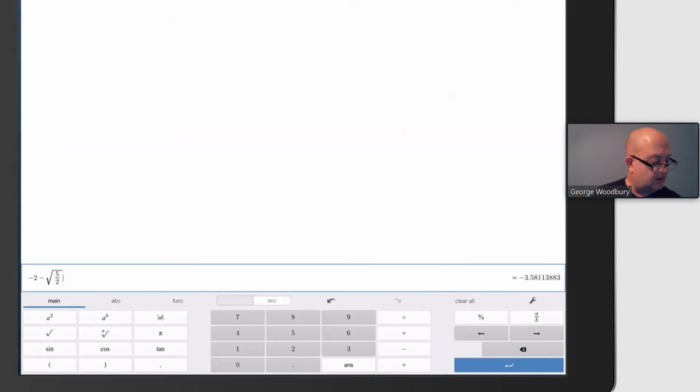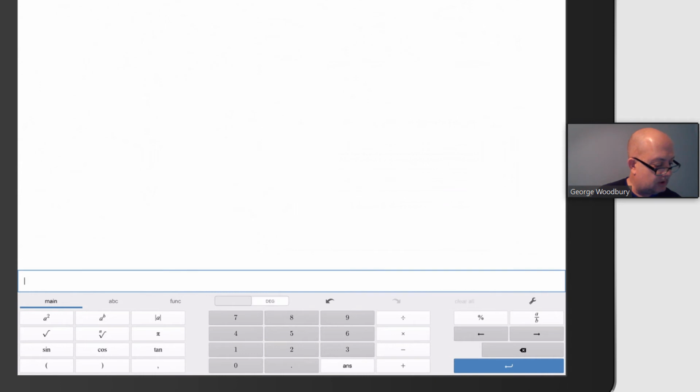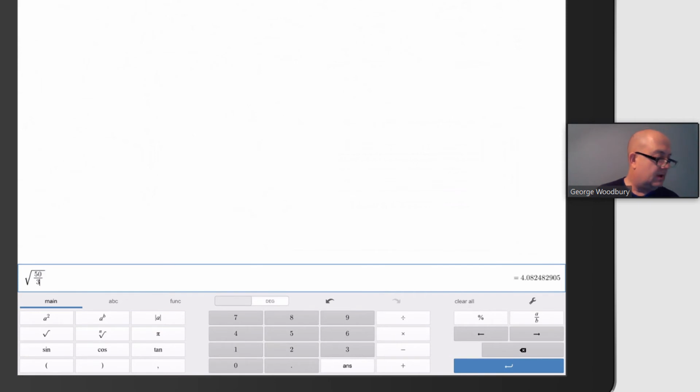So over to the scientific calculator, square root 50 divided by 3, I get about 4.1. Let's round to the nearest hundredth, 4.08.